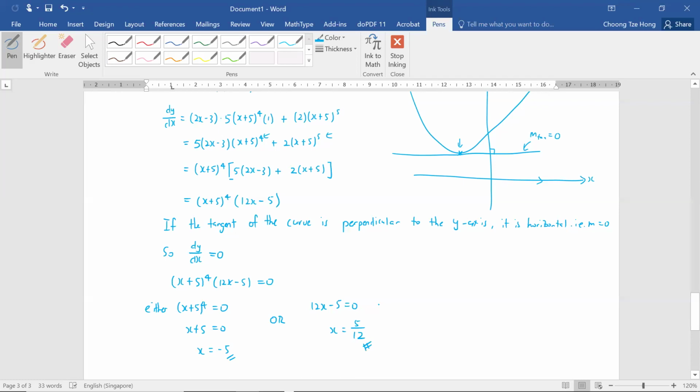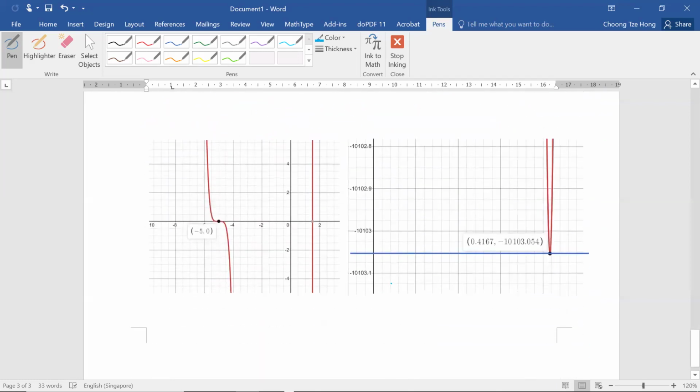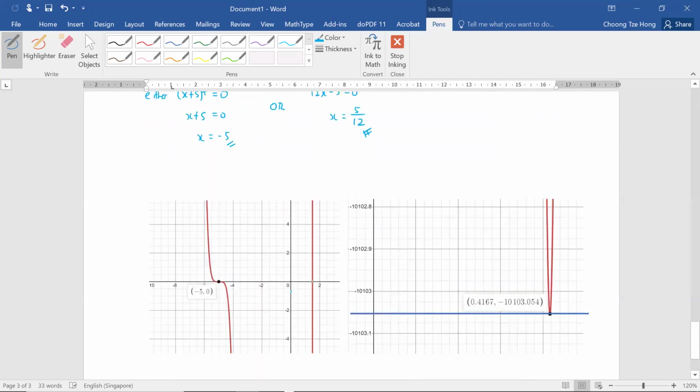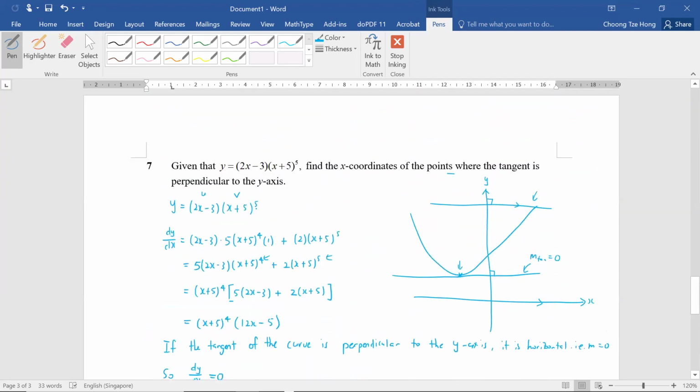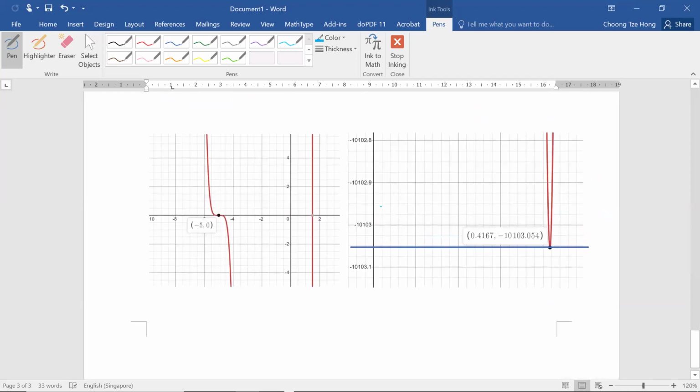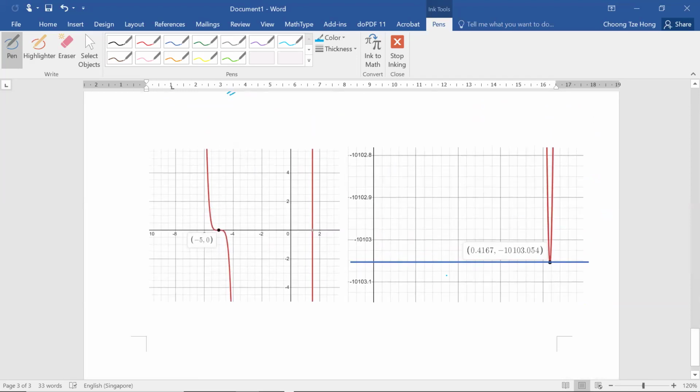I've actually drawn the graph using Desmos, so we can see for ourselves that at x equals negative 5, the gradient of the tangent will be 0. That means the tangent will be a horizontal line, and same thing at x equals 5 over 12. This graph is actually a very, very long graph. If you plot it on Desmos, you can see the second half of the graph, the y value going all the way until negative 10,000 plus. That's because of this power 5. When you substitute any value into (x plus 5), your power 5 is going to become a very big number, that's why the y is so big. That's why I've cut the graph into two parts, because it's impossible to show the full graph within one frame.